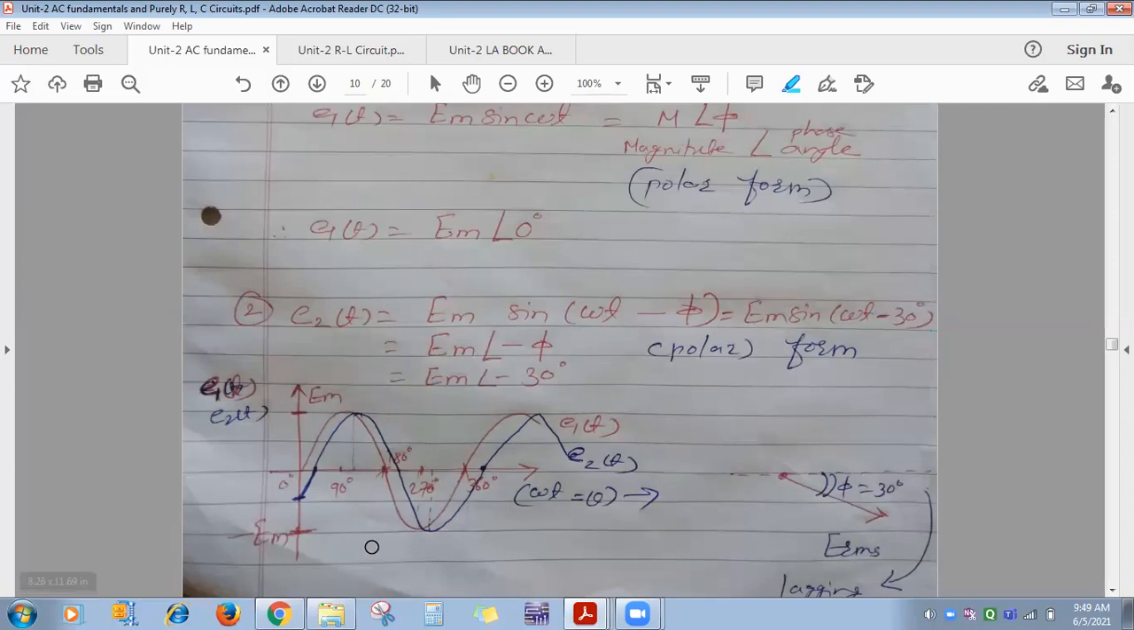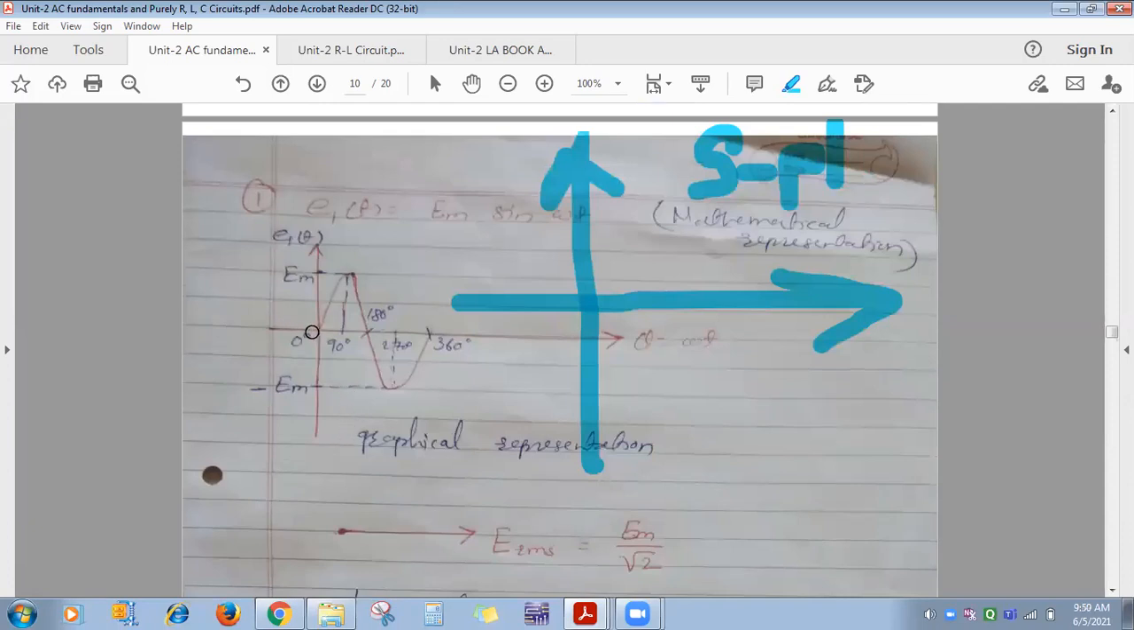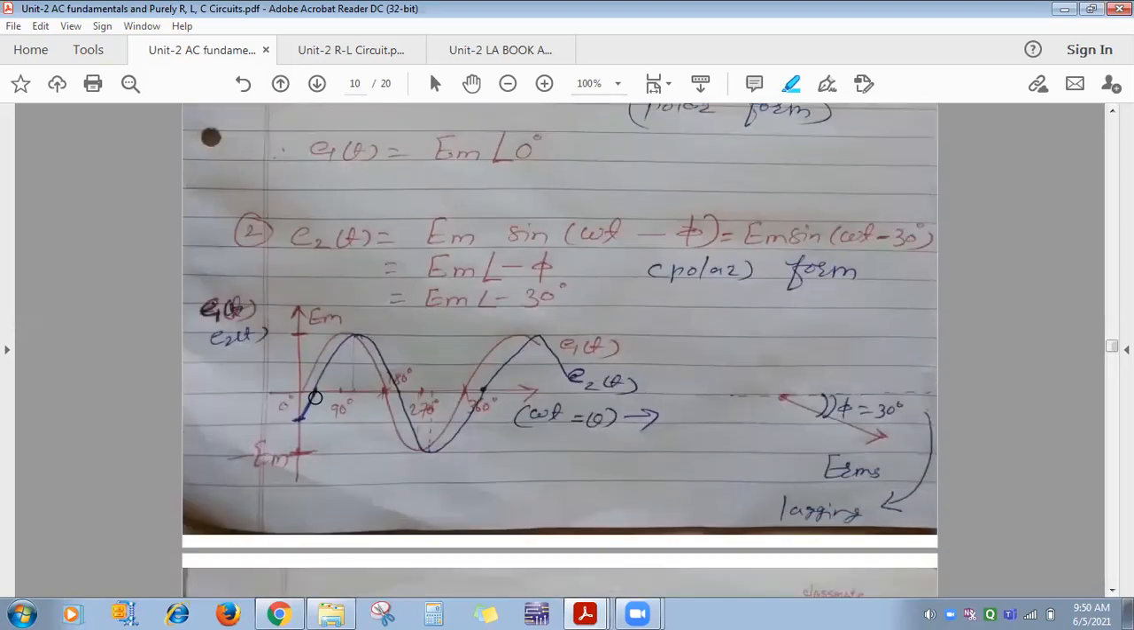Now see the graphical representation. E2t is lagging E1 by 30 degrees. What does it mean? If E1 starts from 0 degree, then E2t lagging E1 by 30 degrees means E2t will start after 30 degrees from the origin.